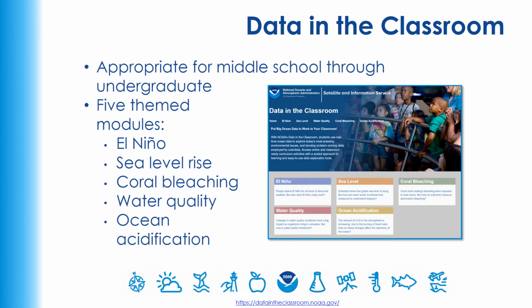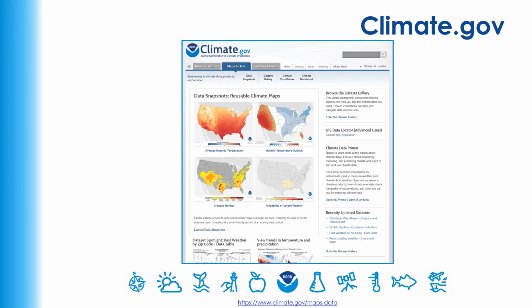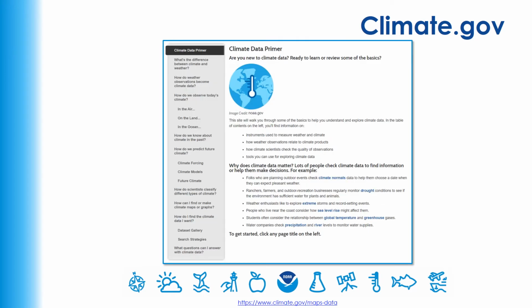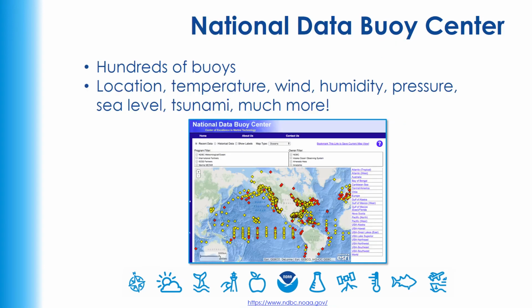If your students are ready, you can go quickly through the early levels, but you also don't have to. If your students aren't ready, you can stop before that step. It's really flexible for what you want to do with your students. Climate.gov has tons of maps and data available. They're very visual and easy to look at. There are also lots of modeled data available. And they also have a really great climate data primer. If you're just getting used to using climate data, this website will break it down for you and help you prepare to work with it.